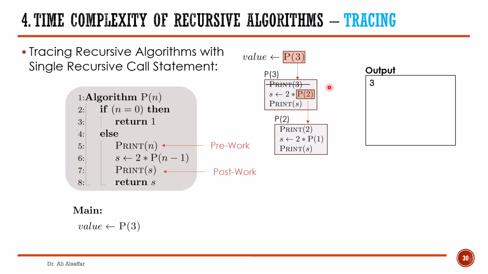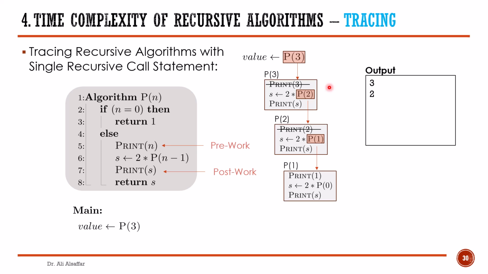Now we are inside P(2). Since 2 is not equal to 0, then the algorithm will again jump to the print statement at line 5, printing the value of n, which is equal to 2, followed by calling the method recursively by P(1) with the parameter equal to 1. Again, all operations in P(2) are suspended, starting from the multiplication operation until the end of the algorithm, and they will be executed after returning back from the recursive call.